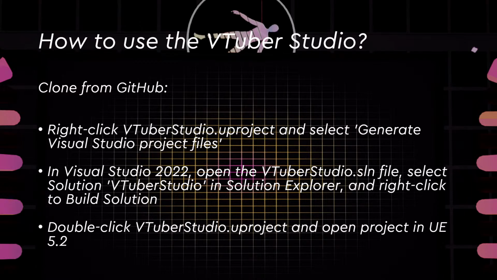So how to use the VTuber Studio. If you're new to the project, something that I probably don't stress enough is that when you first download the zip file and unzip the project, you can't just immediately click on the U project. It won't open that way, because you'll first have to generate Visual Studio project files. So to do that, you only have to right-click on the project. I'm going to show you very quickly. Just going to share my screen.